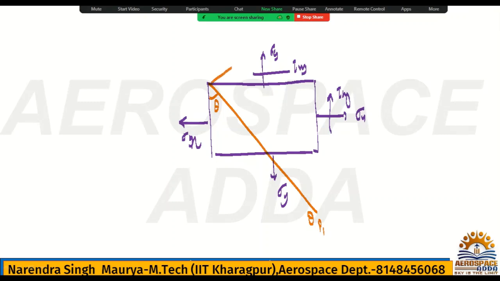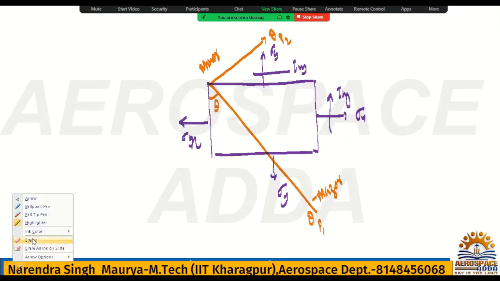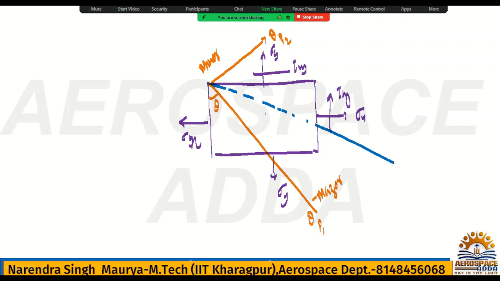Another will be, this is what? Minor plane. This is what? Major plane. If you talk about the shear plane, where will the shear plane be? So the shear plane will be exactly at 45 degrees. I must draw here. So between this major plane, this angle is what? 45.